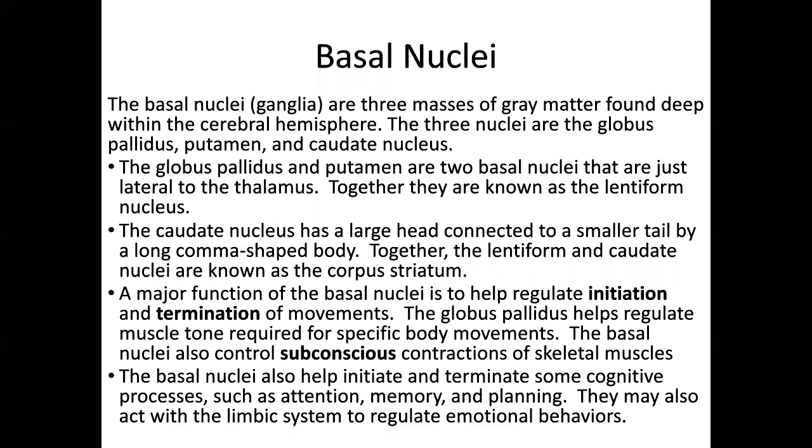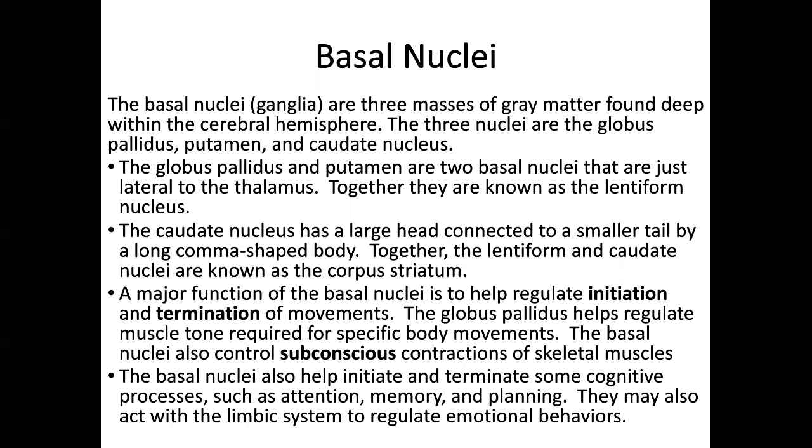The pallidus and the putamen are two basal nuclei just lateral to the thalamus. Together they form what's called the lentiform nucleus. The caudate nucleus is a large head connected to a smaller tail by a long comma-shaped body. Together, the lentiform and the caudate nuclei are called the corpus striatum. Not that that's really important stuff. It's more anatomy-based information. That third bullet there is what I really want you to focus in on.